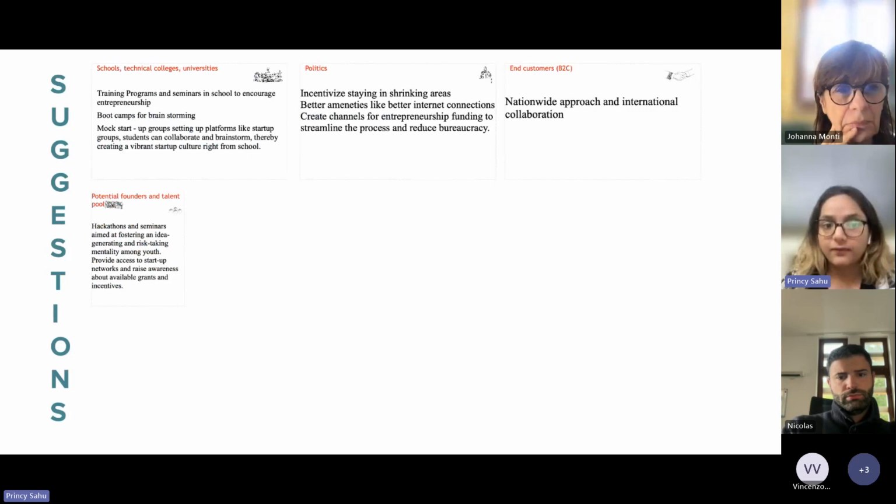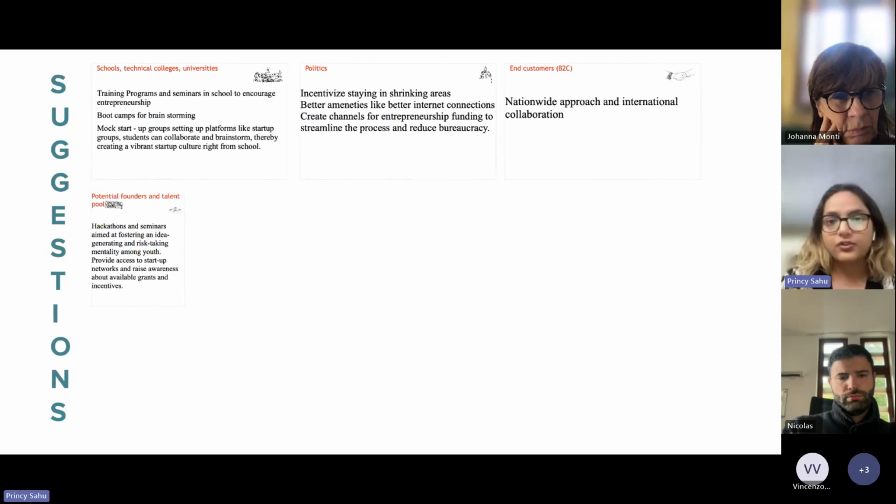Okay, when we talk about potential founders and talent pool, we can have hackathons like we had recently, and we can have more seminars based on fostering idea generation, thinking and risk-taking mentality among youth. We can provide access to startup networks and raise awareness, so that students or young adults are also forced to think in the way an entrepreneur thinks.